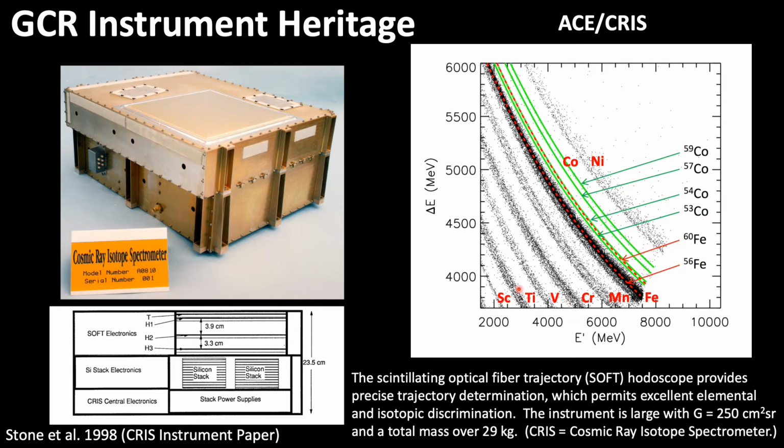In this case, one of the things that makes the isotopic measurements possible is the scintillating optical fiber trajectory hodoscope. This gives the trajectories of the particles so that when the energy deposit is made in each of the layers of the detector stack, the angle of incidence is known, and so there can be a proper determination of the species. And you can see here in this plot, various isotopes are shown and can be distinguished. There would need to be a small, lower mass method for doing this for an interstellar probe sort of mission.